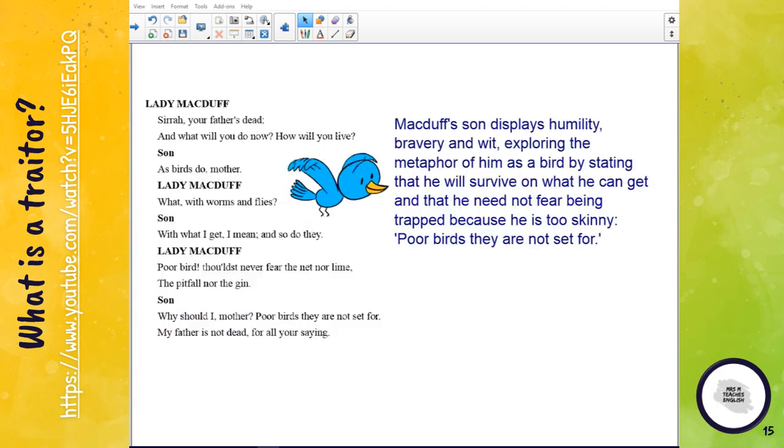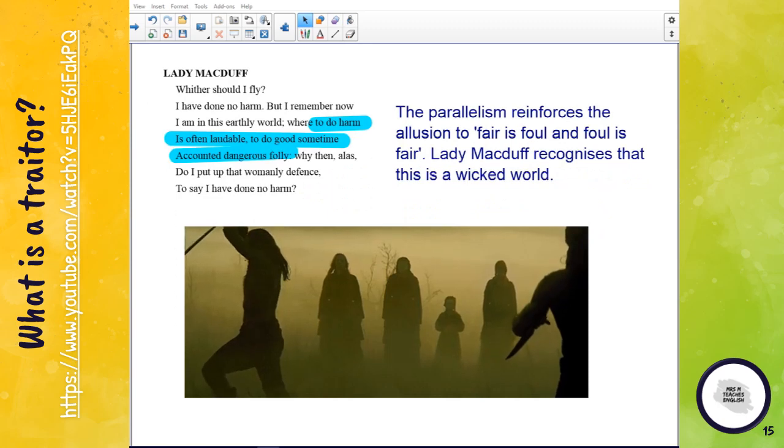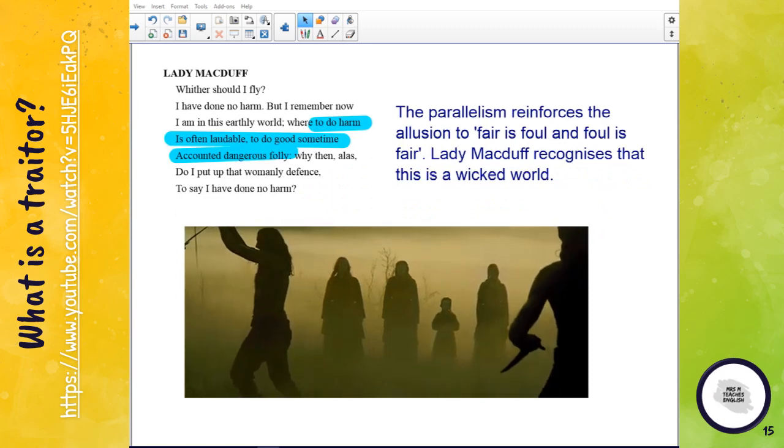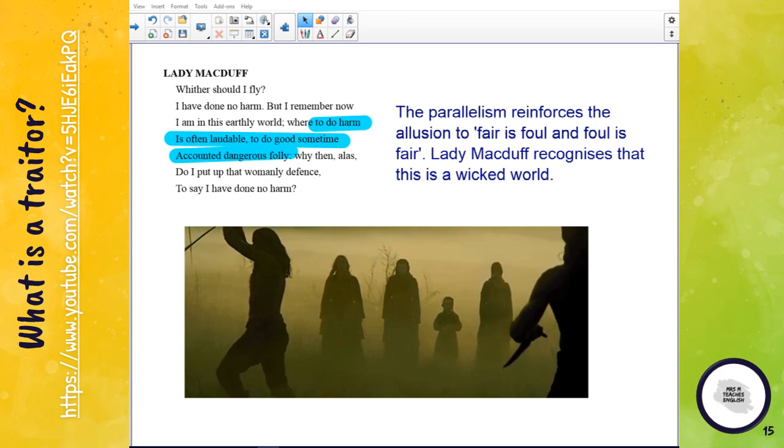Macduff's son is also presented very favourably by Shakespeare. He displays humility, bravery and wit, exploring the extended metaphor of him as a bird by stating that he will survive on what he can get and that he need not fear being trapped because he's too skinny to bother with. Poor birds they're not set for. We should therefore feel a huge amount of sympathy for this character, and his murder is going to be even more appalling as a result.